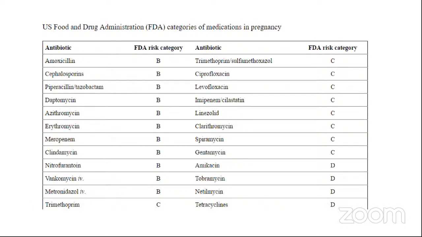During pregnancy, the antibiotics we use should be B category at least. That is amoxicillin, cephalosporin, piperacillin, erythromycin, clindamycin, meropenem, trimethoprim. These are the B category drugs. These are the drug options.